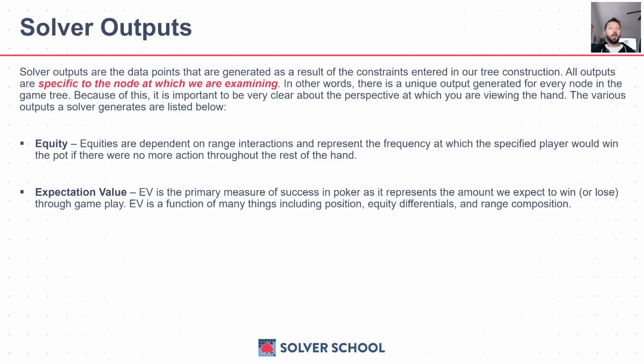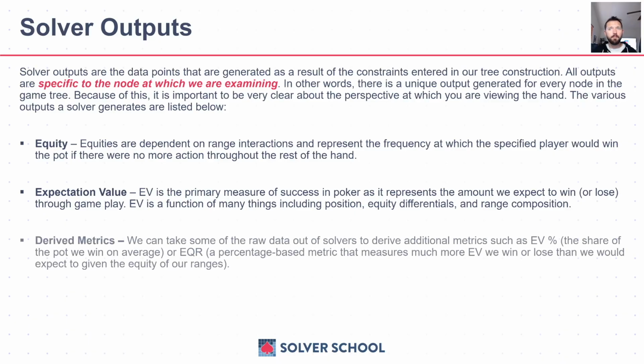Expectation value. Expectation value is king in solvers. It's the primary measure of success in poker, and it represents the amount that we would expect to win or lose through gameplay. Now, EV is a function of many things. It's a function of things like position, equity differentials, range composition, but ultimately, expectation value is going to be the primary metric at which solvers are trying to optimize. And it's also going to be the primary metric that leads us to the decisions at which we take throughout the course of game trees.